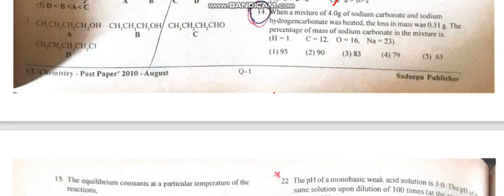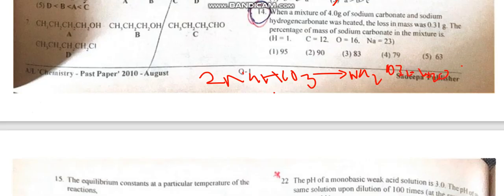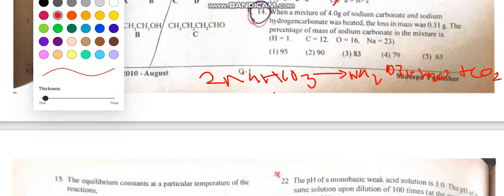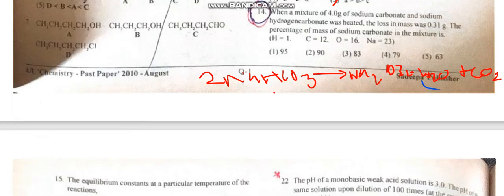Now we know from inorganic chemistry that sodium carbonate does not decompose, so only sodium hydrogen carbonate will decompose in this manner. So this is the balanced equation giving you sodium carbonate, then water and CO2. Now they are saying the loss. Now when heated, water also will be in the gaseous form. Therefore, these both are only 0.31. Loss in mass means some gas has to be produced, therefore it will be considered as a loss in mass. So water vapor and carbon dioxide both are only 0.31 gram.